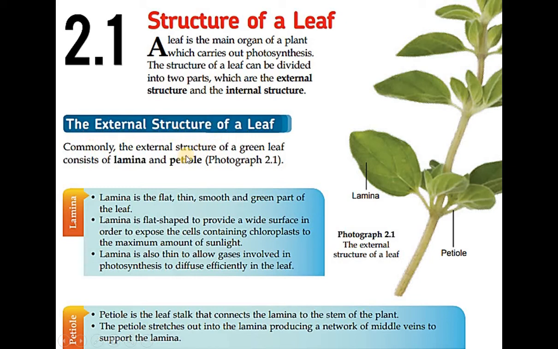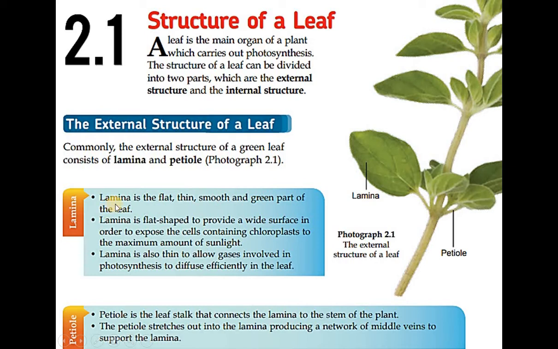The external structure of a green leaf consists of lamina and petiole. If you look at this diagram, this is referred to as the lamina, and this is referred to as the petiole. All of this is lamina. What is a lamina? Lamina is a flat, thin, smooth, and green part of the leaf. Lamina refers to the leaf blade.